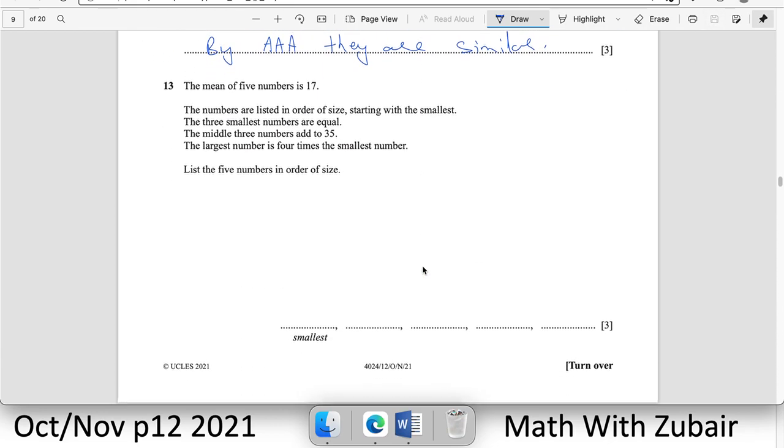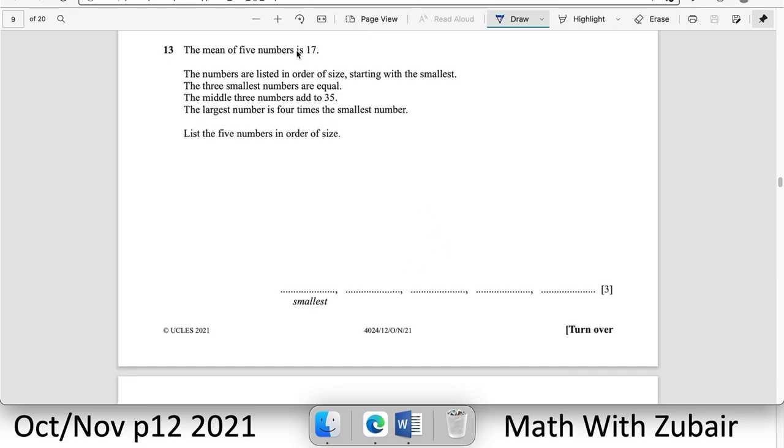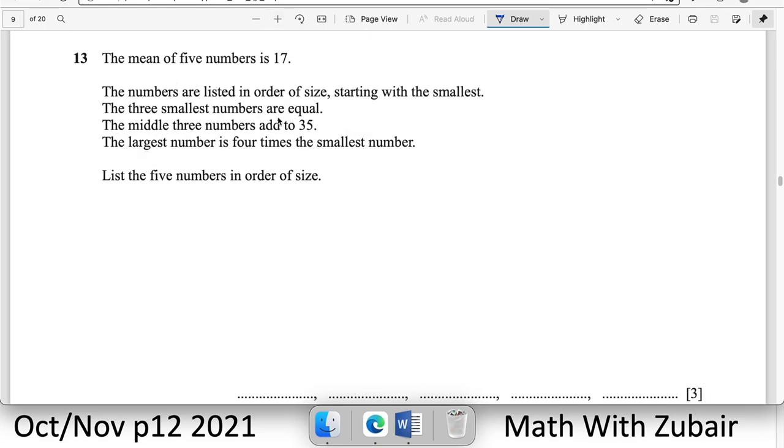Question number 13. The mean of 5 numbers is 17. The numbers are listed in order of size, starting with the smallest. The 3 smallest numbers are equal. The middle three numbers add to 35. The largest number is 4 times the smallest number. List the 5 numbers in order of size. So if we have these numbers, let me say it is x, x and x, because it says the 3 smallest numbers are equal.